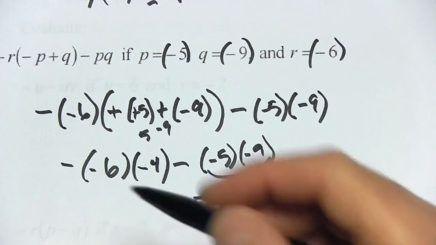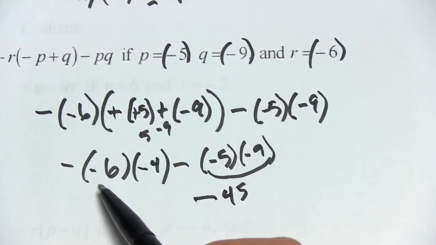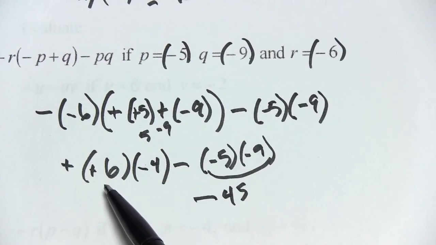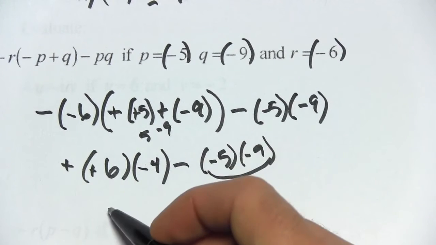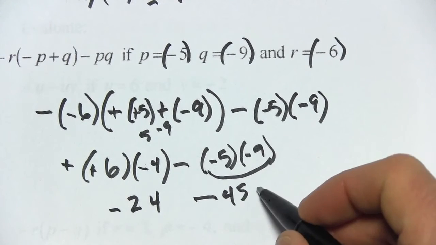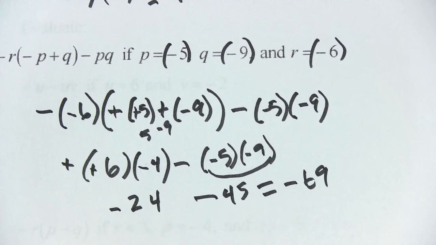You could think of this in two ways. You could say a negative 6 is a positive 6, or you could multiply the whole thing and see that I have 3 negative signs, so it's going to be a negative number. Either way, here's a positive 6 times a negative 4. That's negative 24. So we've got negative 24 minus 45, and I think that's going to be a negative 69. So that is a little bit of work with evaluating algebraic expressions.